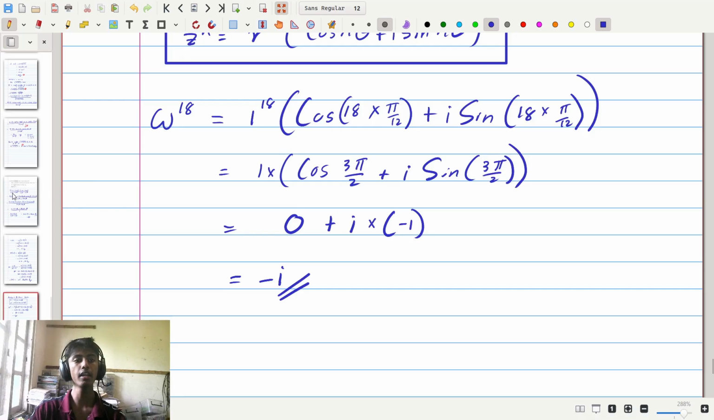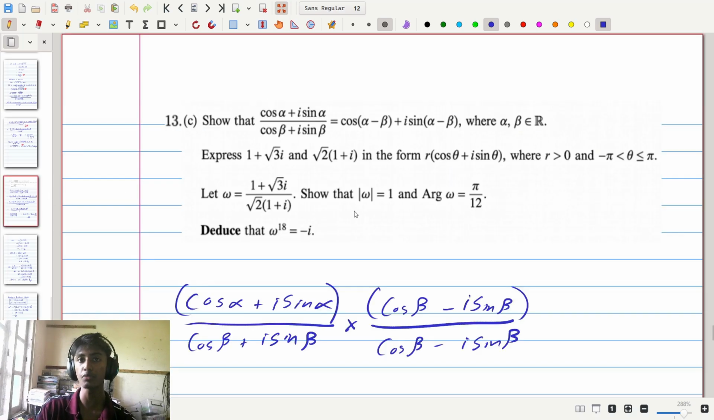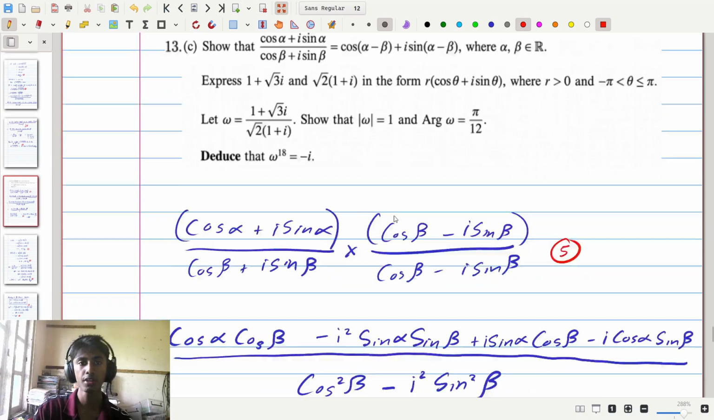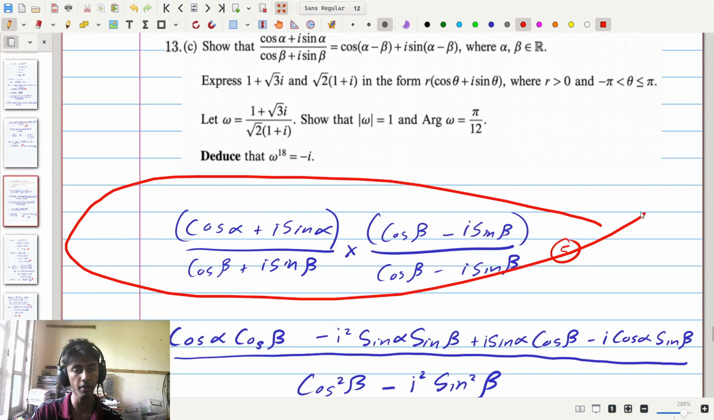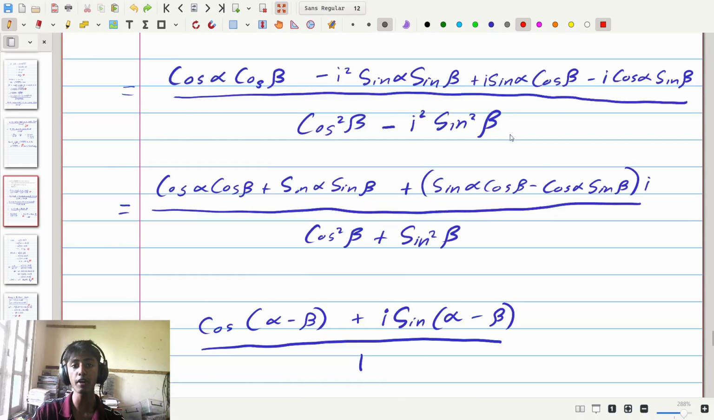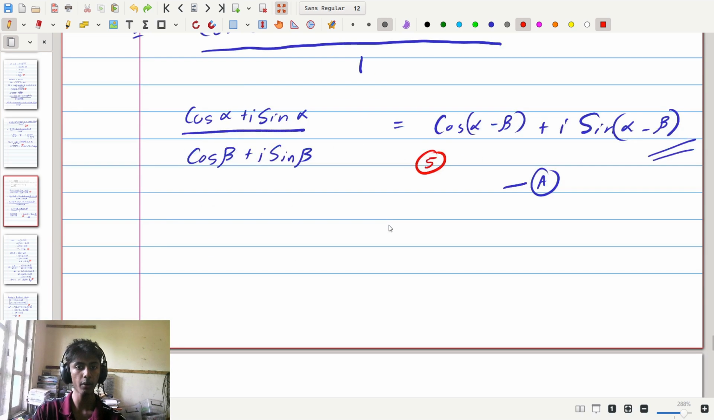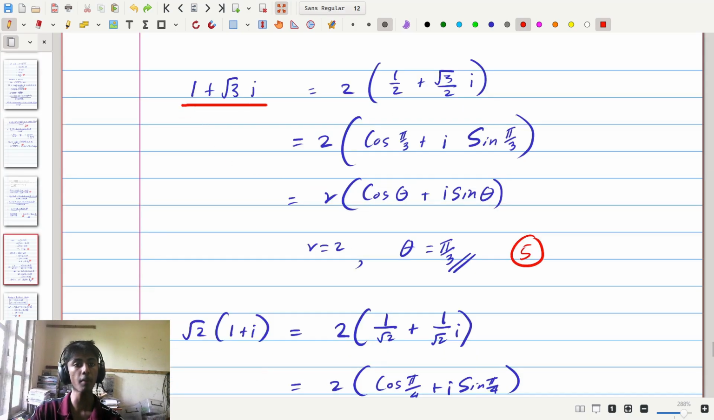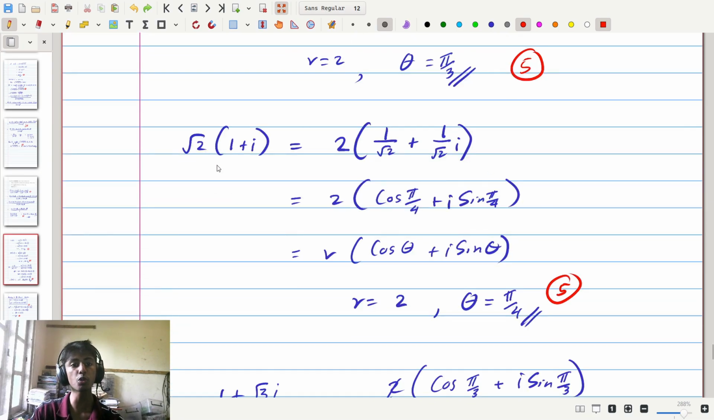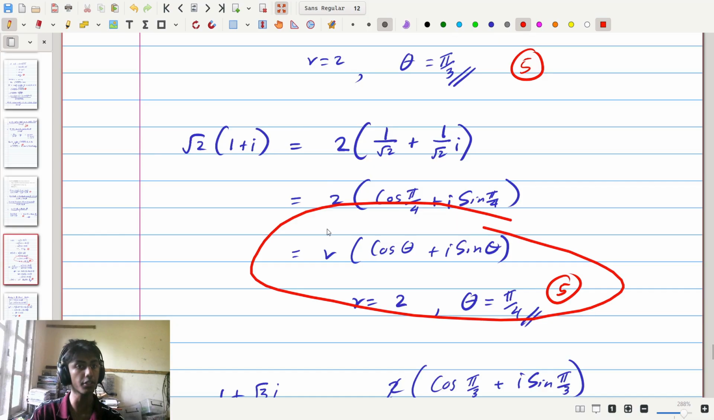Now finally, let's go up and discuss the marks awarded for this question. At the start of the question, when you take the expression given and multiply the top and bottom by the conjugate, you get 5 marks. After that, when you simplify down and eventually get the value of this expression being equal to cosine of alpha minus beta plus i sine of alpha minus beta, you get another 5 marks. Then when you convert 1 plus root 3i into the r times cosine of theta plus i sine theta form, you get 5 marks for that. Similarly, when you convert root 2 times 1 plus i into this form, you get another 5 marks.